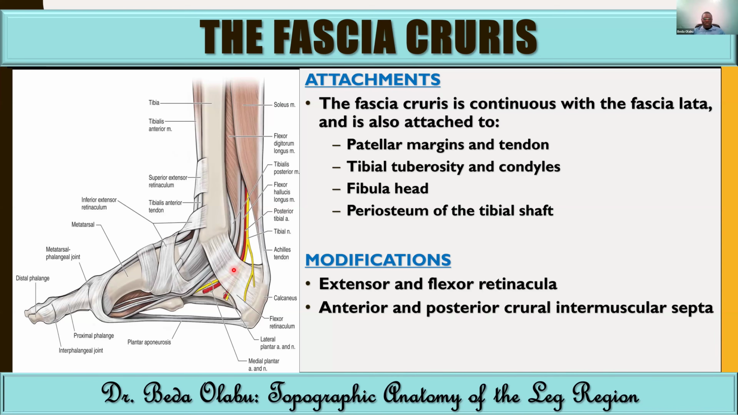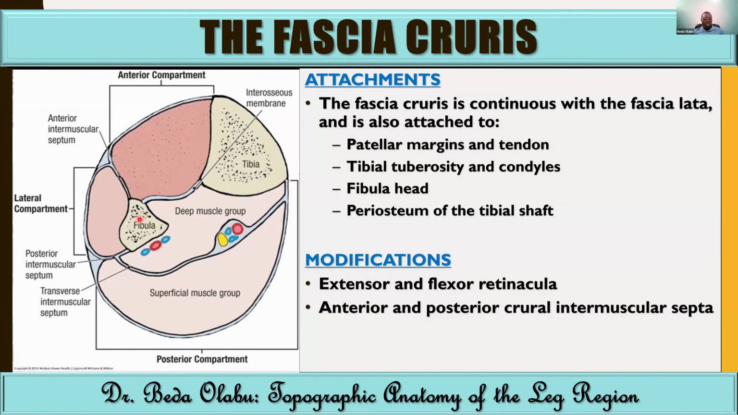Other than that, we also have the anterior and posterior crural intermuscular septae. This is best demonstrated in cross section. This is the fibula, that's the tibia. We have the intermuscular septum arising from the fascia cruris. We can see this is the fascia cruris, and this is the anterior intermuscular septum of the leg, and this is the posterior intermuscular septum of the leg.